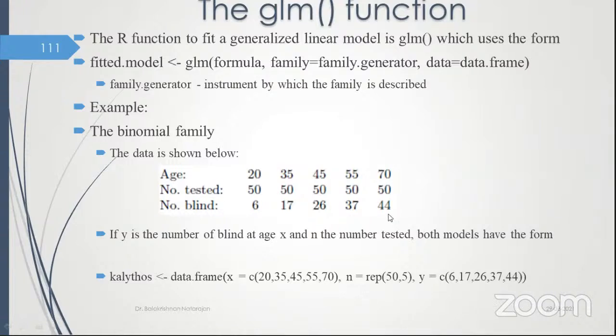So this might be the problem. Okay, and this might be the problem. And for this, the construction has been made. X is nothing but the ages. N, the 5 times this 50. The number of tests for all the cases is 50.